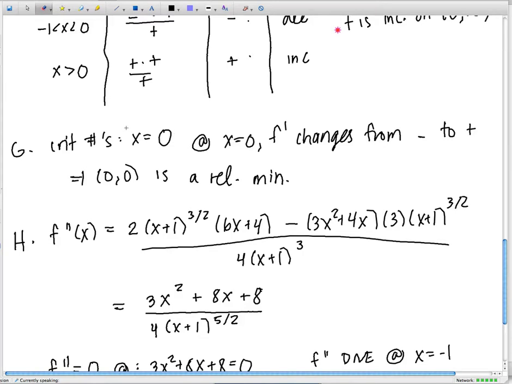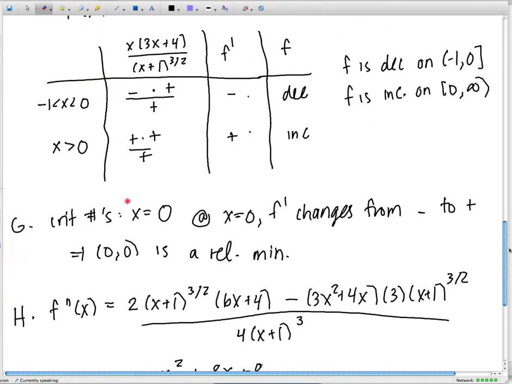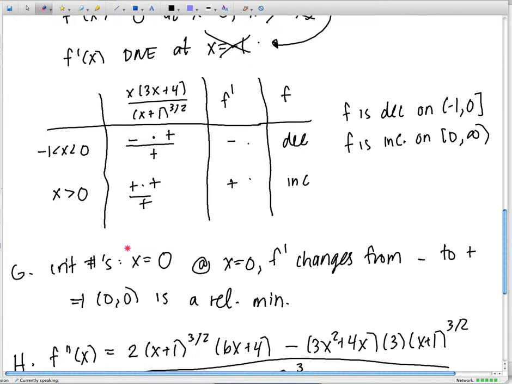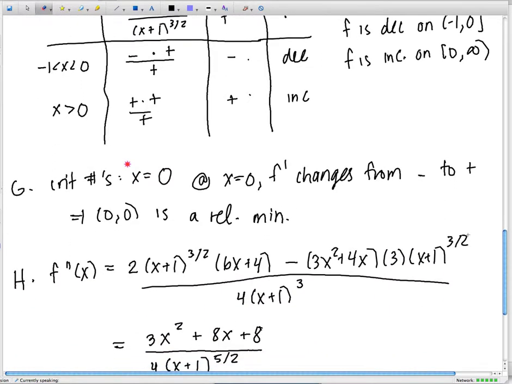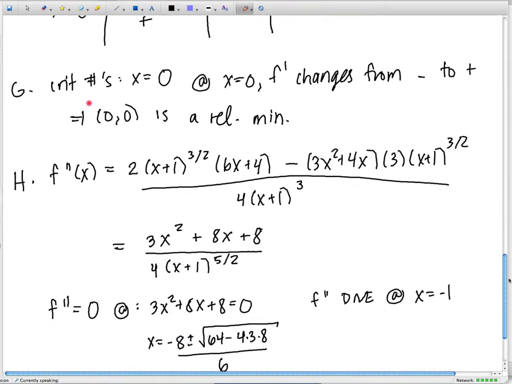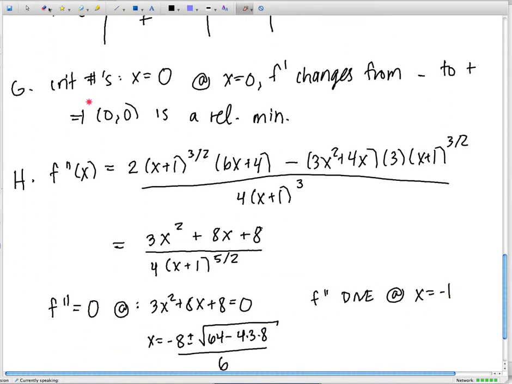Critical numbers, our only critical number was x equals 0. Remember, x equals -4/3 and -1 were not in the domain, so they're not critical numbers. At x equals 0, f prime changes from negative to positive, which tells us that (0, 0) is a relative minimum. So our function changes from decreasing to increasing at x equals 0, so we have a relative minimum there. Okay, so now we have our intervals of increase, decrease, and our relative max and min.